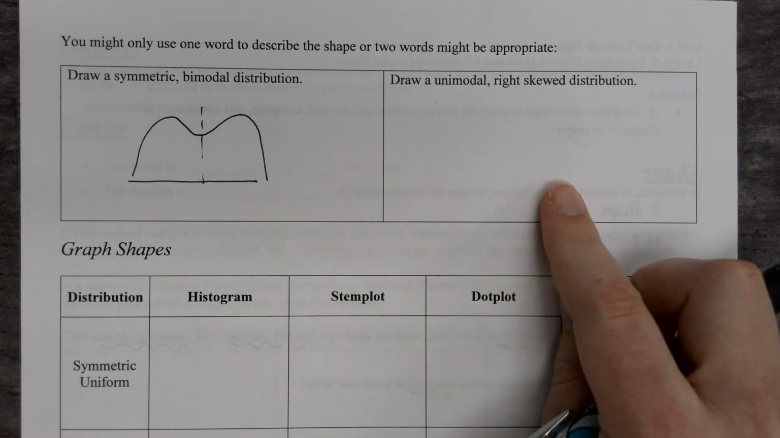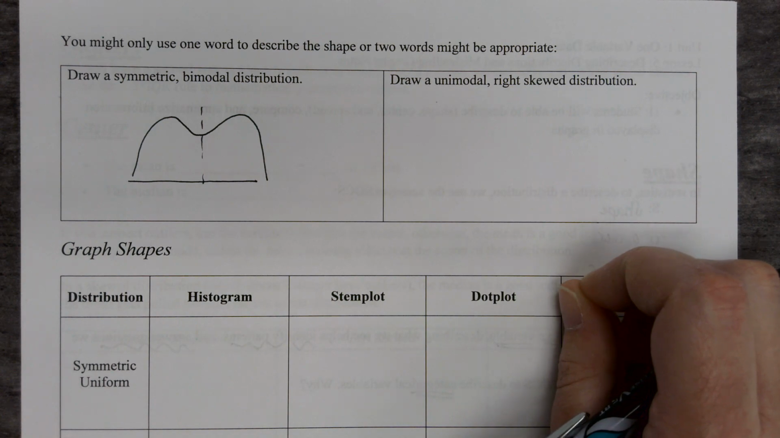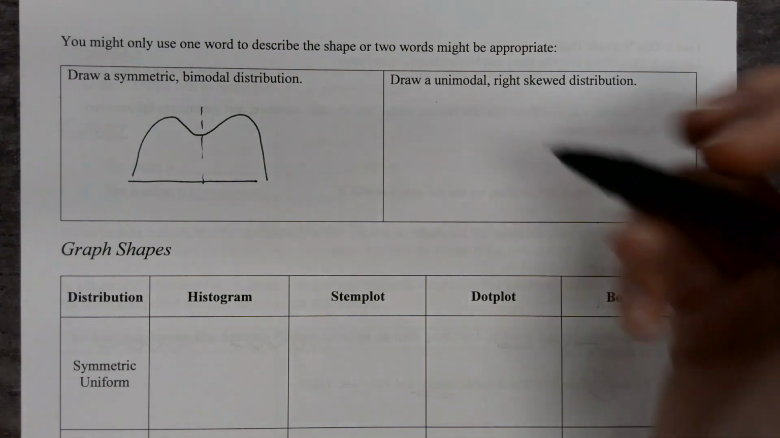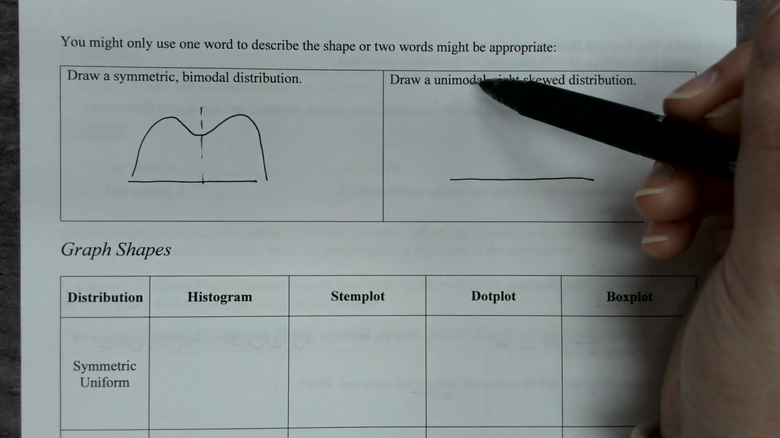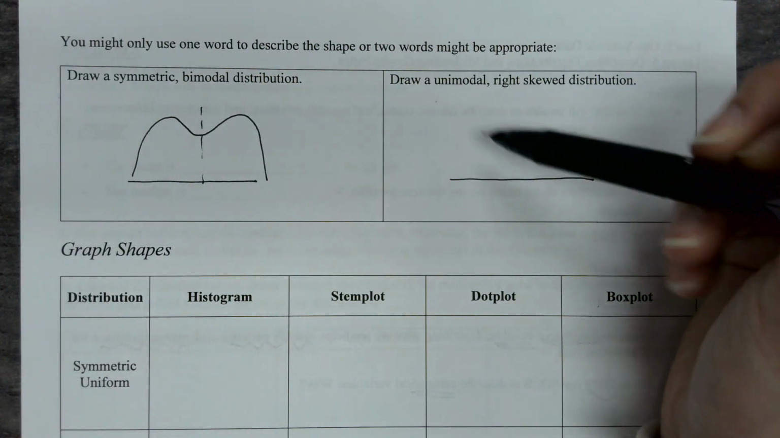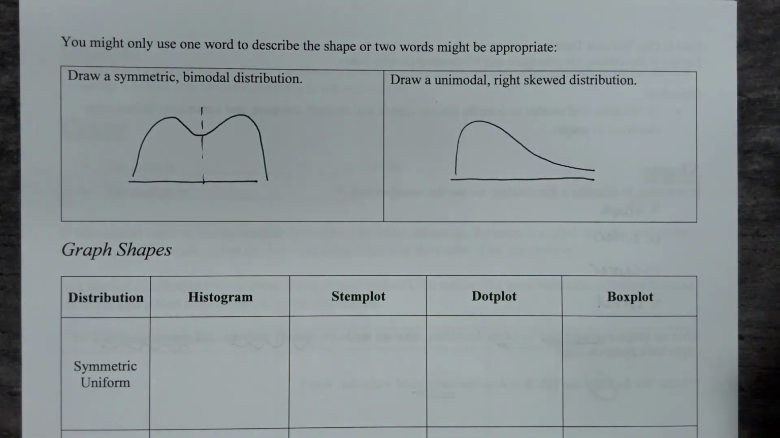So now I want you to try a unimodal right skewed distribution. Let's go ahead and give that a shot and pause the video. You should have something where we have a unimodal, so one peak, and it's right skewed, so our tail is going to go off to the right. So we should have something like this for our density curve.